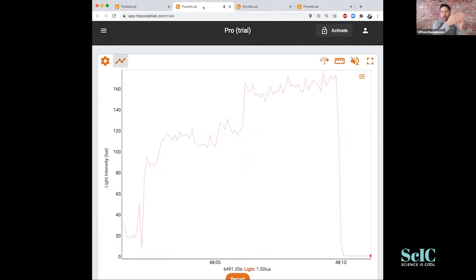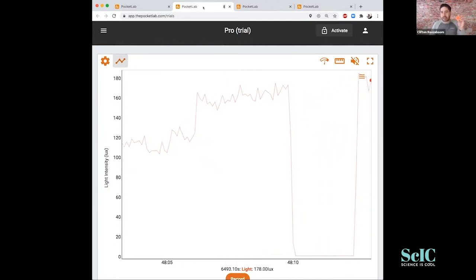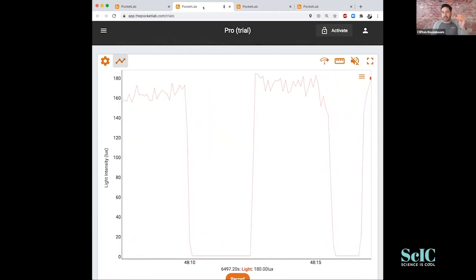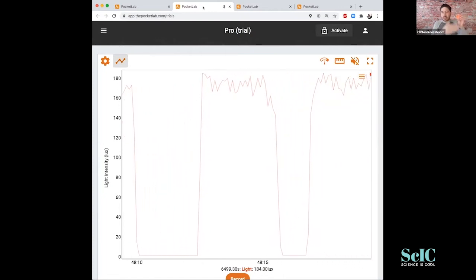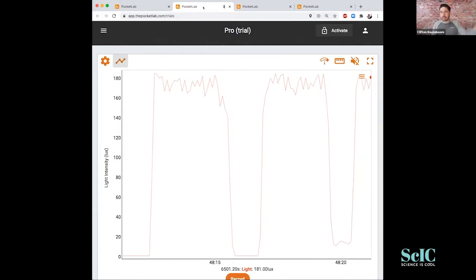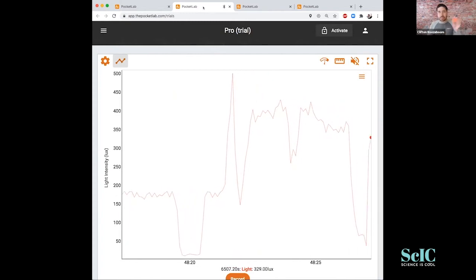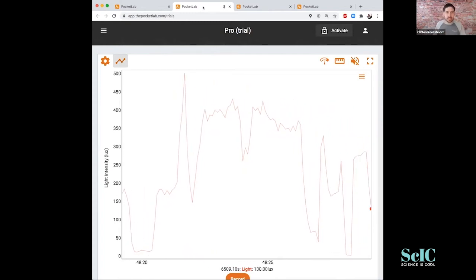So if I cover up the device, the readings go down. So this line graph is the time series of the measurements that we have. So I pointed sort of at some of my studio lighting here, and the readings will change. So that's what we'll see.